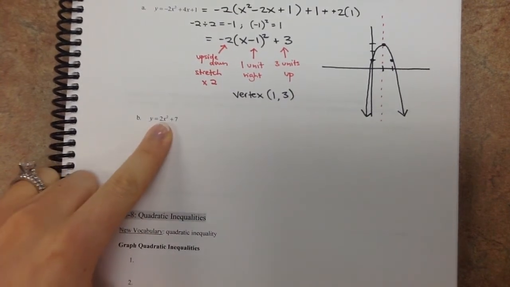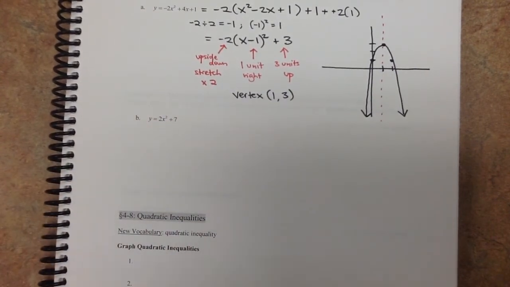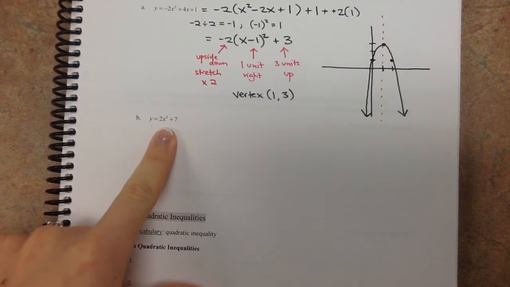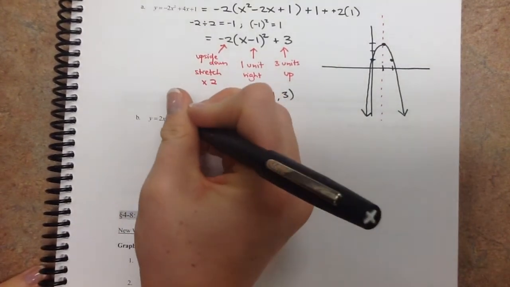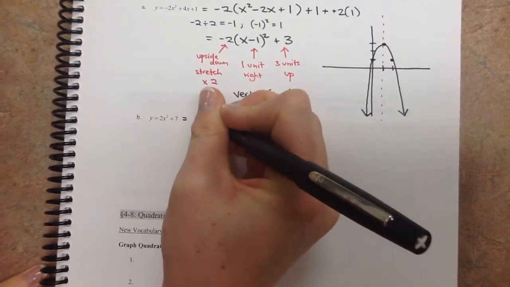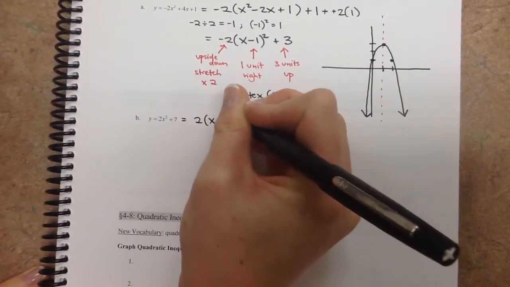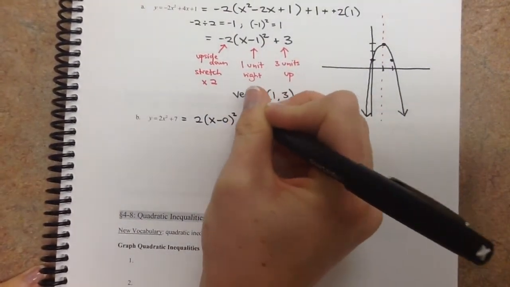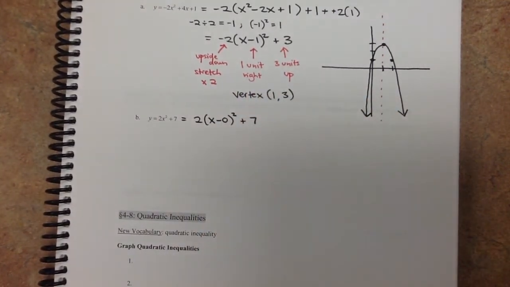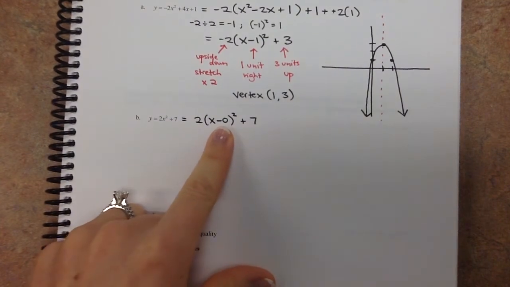This one, I don't have an x term, so technically it's actually already in vertex form. And I think we saw one like that in the previous video. So this is technically already in vertex form. So it's like having 2, and then this is just, you know, an x minus 0, technically, squared plus 7. So there's nothing that we need to do to get it into vertex form. It's already there. So this does not move left or right at all.